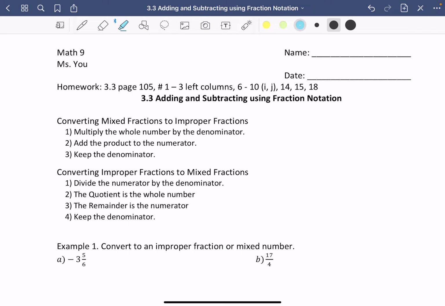To convert from mixed fractions to improper fractions, you're going to multiply the whole number by the denominator. So multiply the number in front by the denominator, and then you will add the product to the numerator. We've learned that products are the answers to a multiplication. So you're going to add the answer to the multiplication from the first step to the numerator, and then the denominator stays the same.